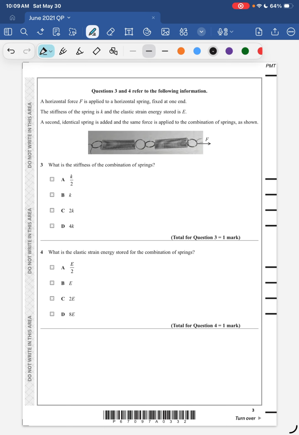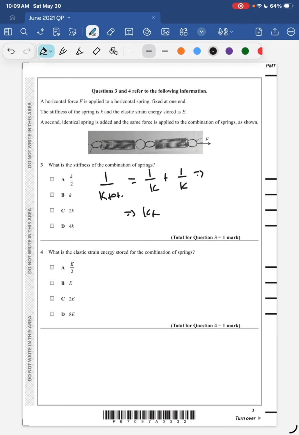Questions 3 and 4 refer to the following information. A horizontal force F is applied to a horizontal spring fixed at one end. The stiffness of the spring is K and the elastic strain energy stored is E. A second identical spring is added and the same force is applied to the combination of springs as shown. What is the stiffness of the combination of springs? So for springs in series, 1 over the total spring constant is 1 over K plus 1 over K.